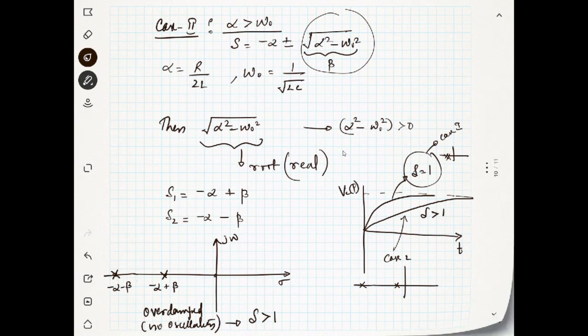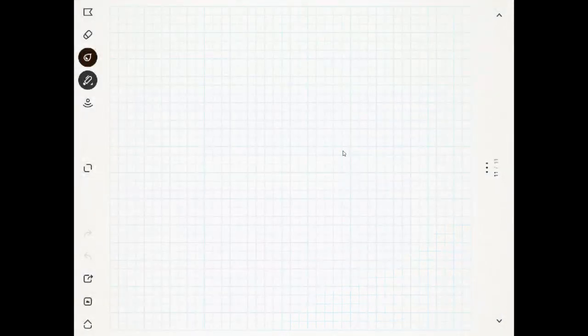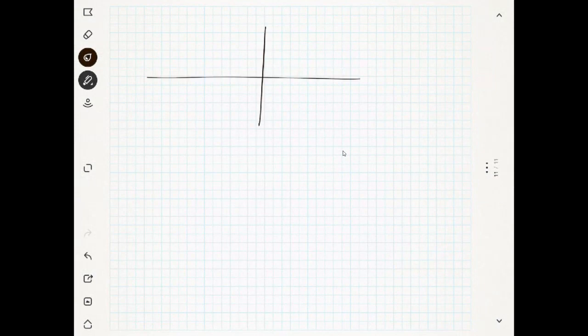Now you see, there is one very, very important idea. Yes, this is what I want to explain. Whatever this is, this is sigma, and this is j omega. These numbers are minus alpha plus beta, and minus alpha minus beta.